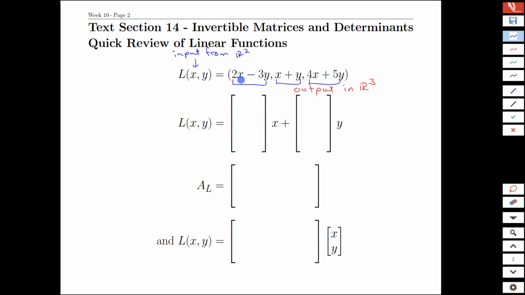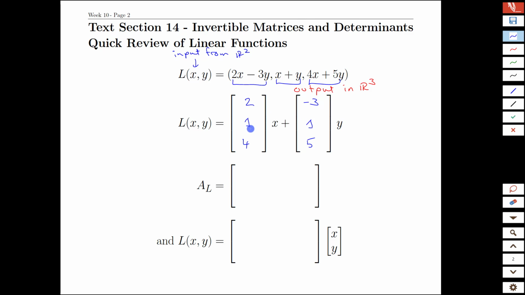The first component of our new output can be written as 2x minus 3y. Well, we can write that out as 2x plus negative 3y's. The second component is 1x plus 1y. And the third component is 4x's plus 5y's.